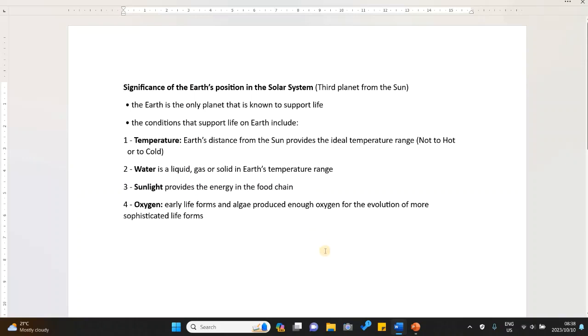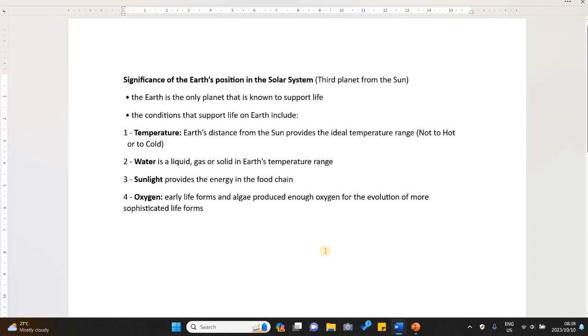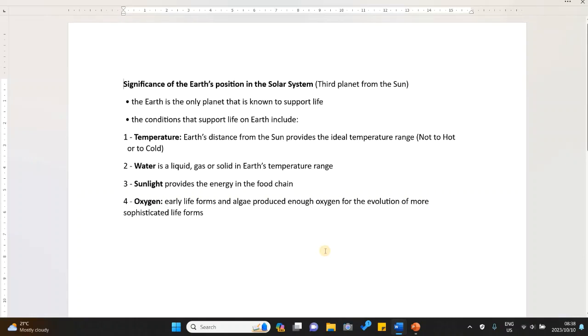Learners, this is a little bit of background information on the solar system. Next week we will continue with the solar system.